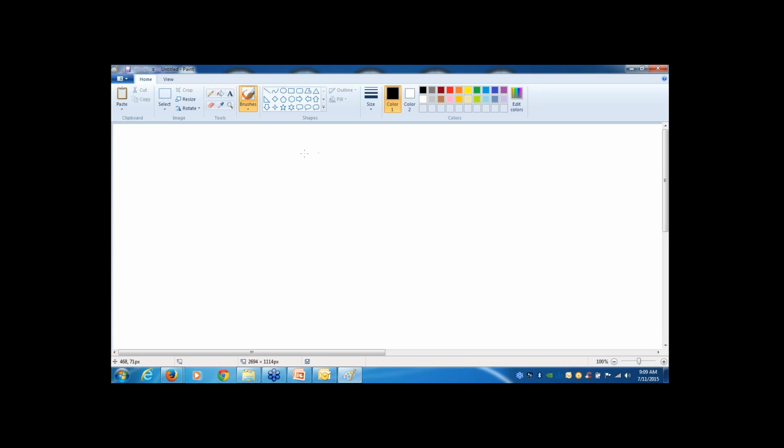Just to explain it a bit better, I switch it to Paint. So take a scenario. Say I have a computer with a hard disk, a CPU and RAM, and I have 10 terabytes of data with me.